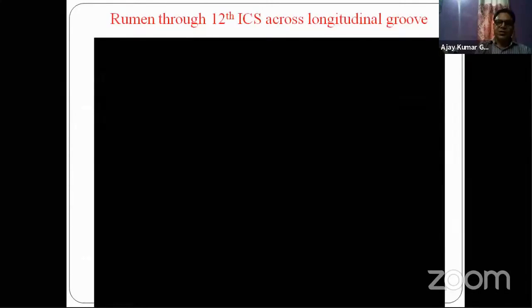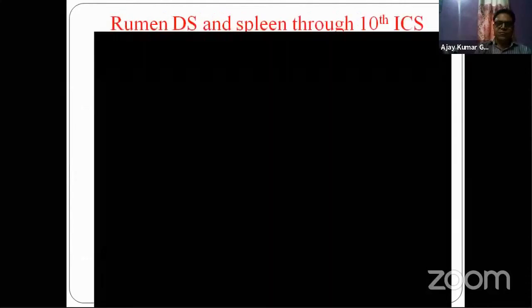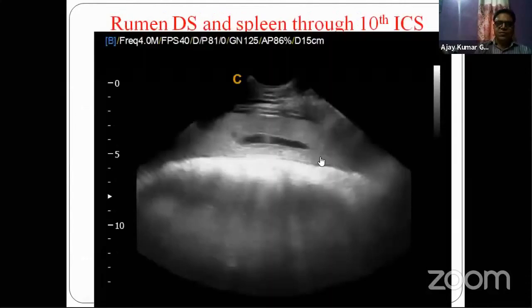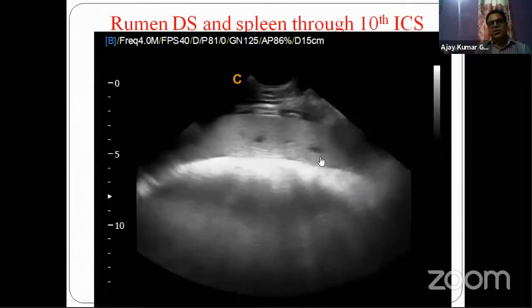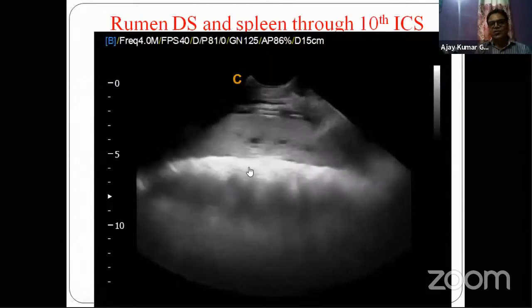In this video, you see the scanning through the 10th intercostal space. This is the liver and this is the rumen.